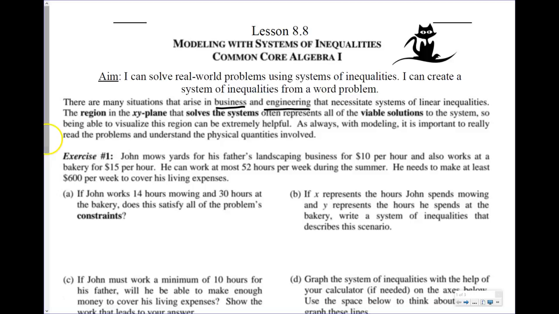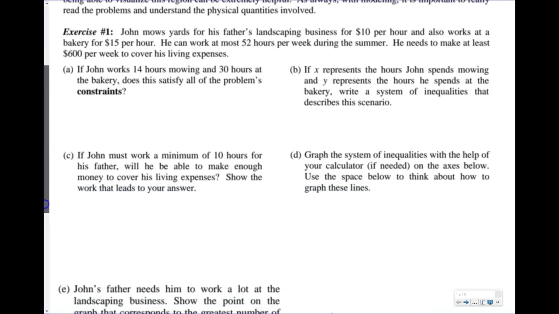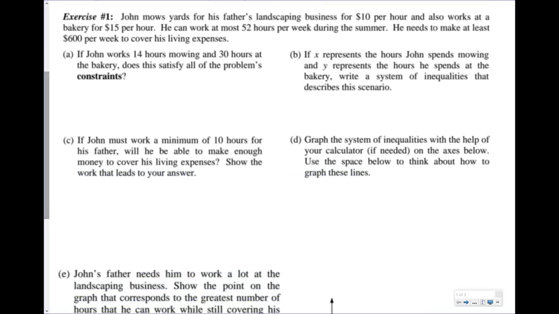John mows yards. Let's scroll down a little bit. John mows yards for his father's landscaping business for $10 per hour, and he also works at a bakery for $15 per hour. He can work at most 52 hours per week during the summer. This "at most 52 hours" is very important. He needs to make at least $600 per week to cover his living expenses.